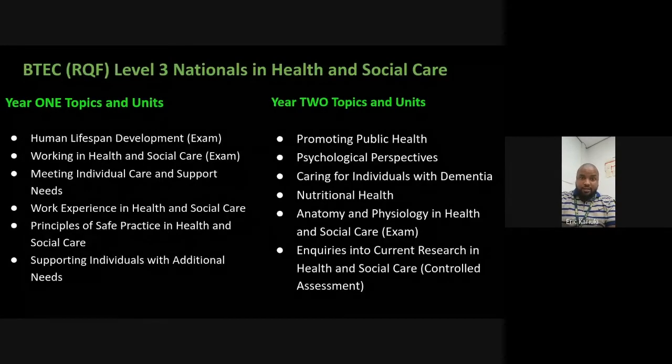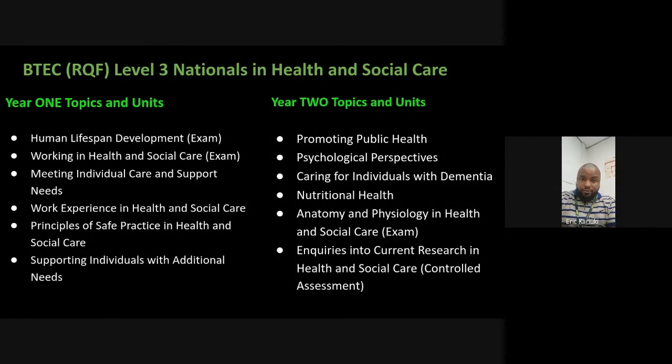The other one is supporting individuals with additional needs. Again, that is just to give you an edge so you can learn how to deal with people with bigger problems than the standard case of someone being admitted to the hospital. You're looking at additional needs, people with learning difficulties and so on and so forth. Then the second year has an equal amount of units, if you can imagine. So promoting public health, I'll be teaching that.